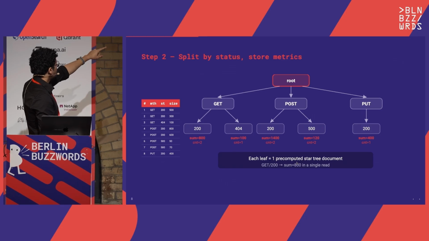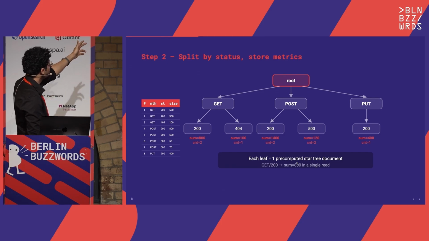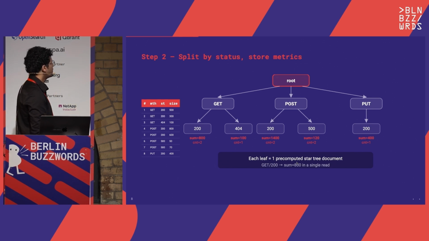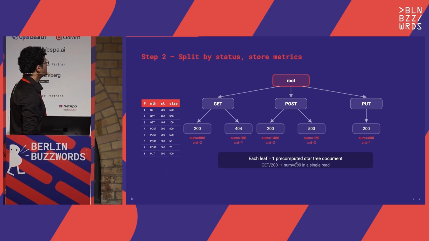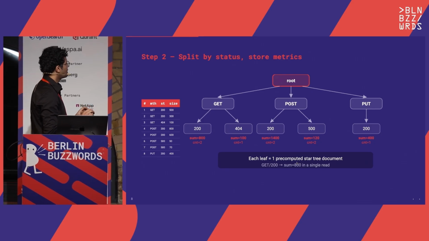So the sum 800 for root get 200 is coming from the first 2 documents, that would be 500 plus 300. Because we have 2 documents, we'll store count as 2. Similarly, root get 404 will store sum 100 because the third document has size 100. It just matches 1 document, so we'll store count 1. Similarly for post and put as well. So the idea here is that each leaf stores 1 pre-computed star tree document.